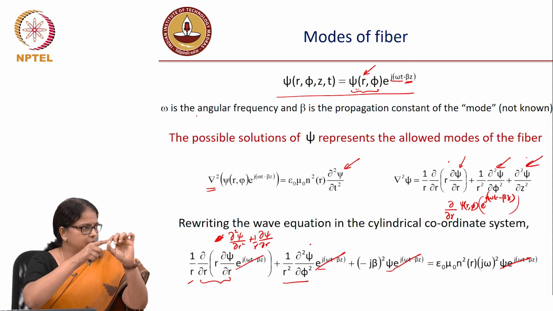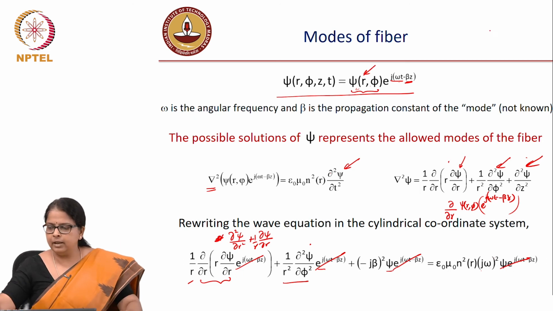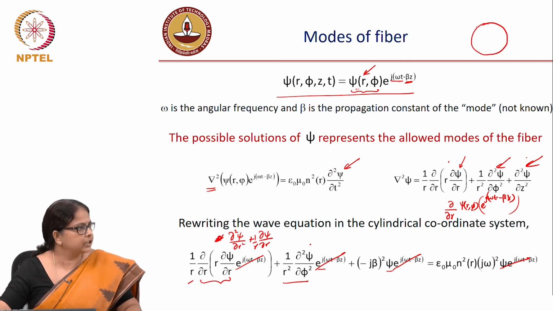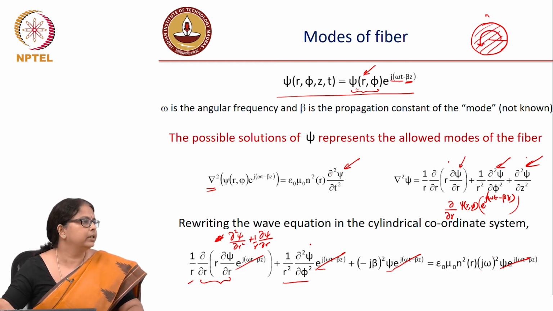Along the radius, so the question is, does n depend on φ? So, in the fiber, if you take the cross section of the fiber, the entire cross section has a refractive index n. There is no angular dependence here. So, n does not depend on φ.